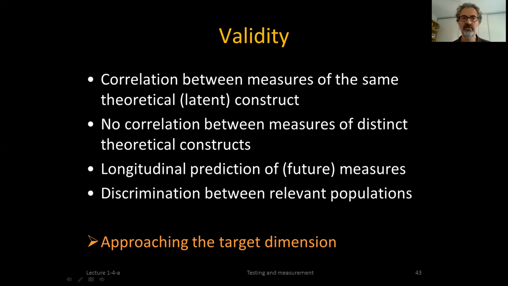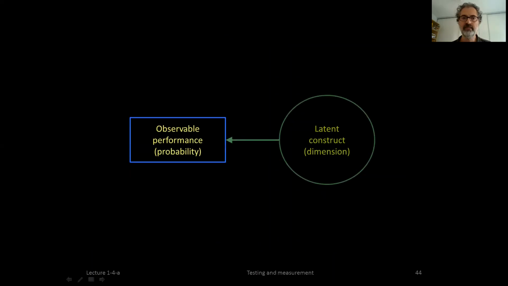And tests should also discriminate the relevant populations. So if you make a reading test, one way to check if your test is really a reading test is to see if people with dyslexia get much lower scores than people without dyslexia. So all these kinds of checks are meant to indicate if the test is approaching the target dimension to a satisfactory degree. Let us go back to our original diagram.